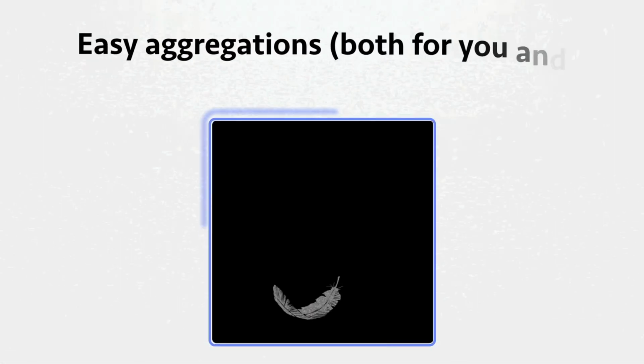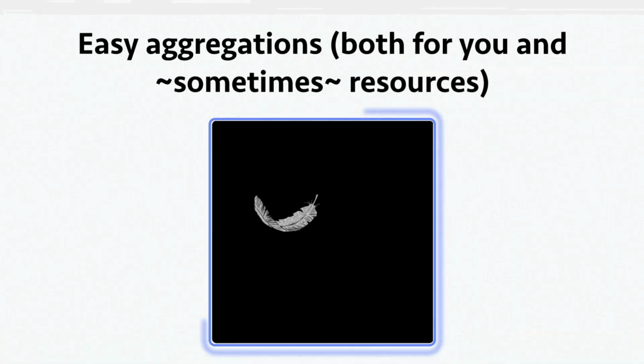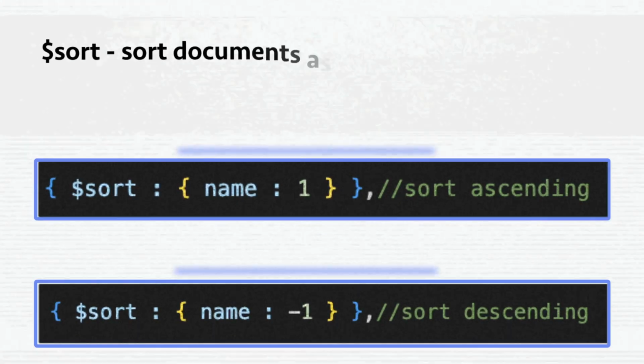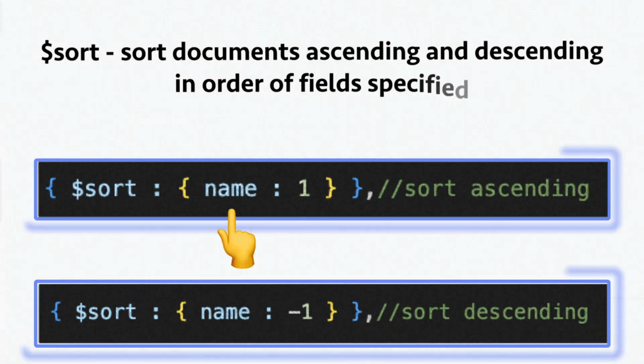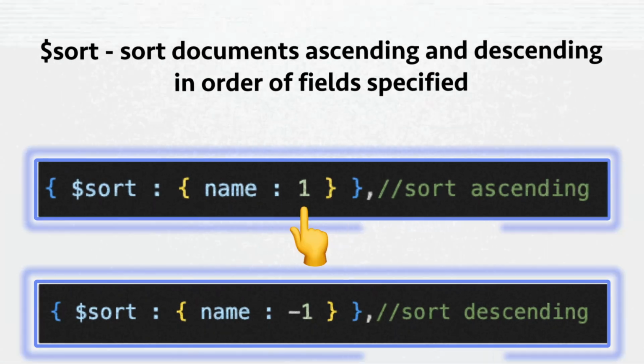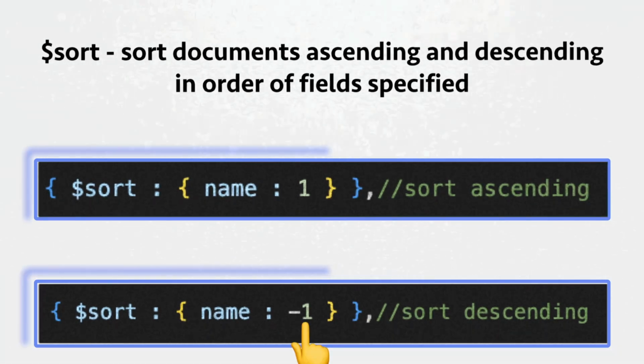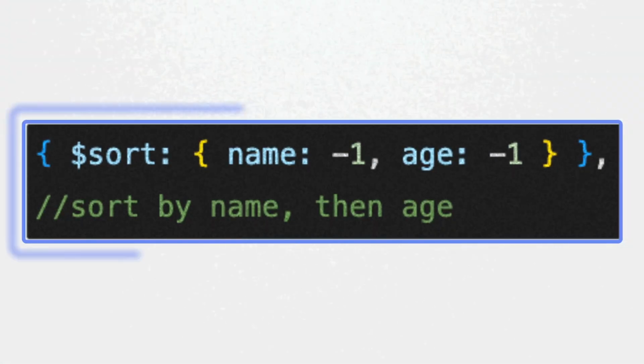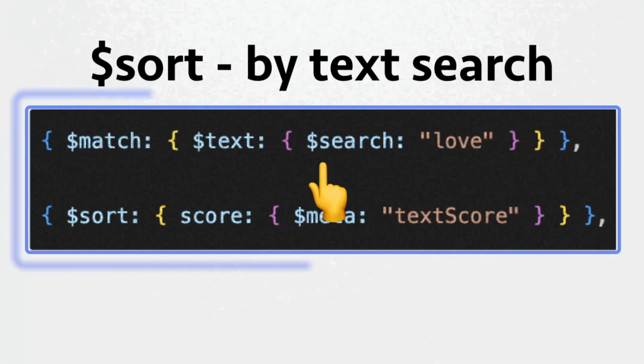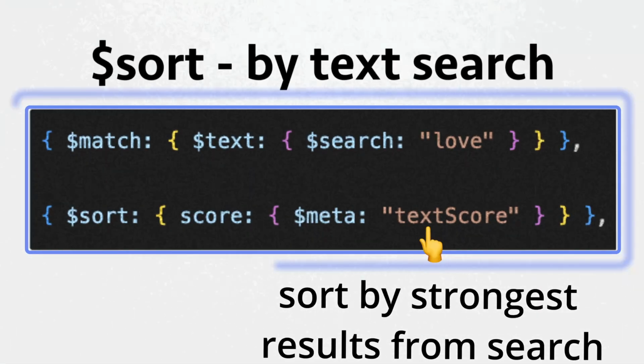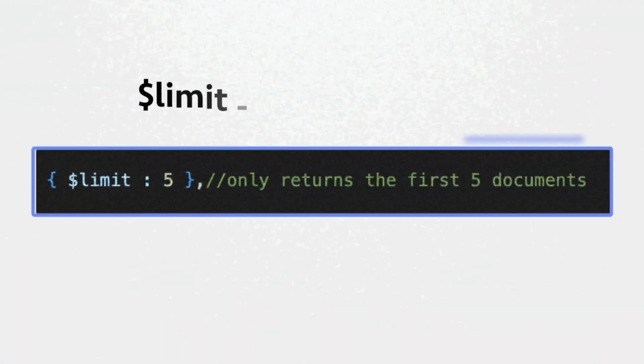Okay, so now that you've learned the essential aggregations, we can move to the simple ones. One of them is sort. This is just like the sort function of basic queries. You specify the property you want to sort by, 1 for ascending, -1 for descending, and you can specify as many props, the first ones being the most important. Also, when you use the search aggregation inside match, you can sort by best matches with the meta text score syntax. Another one is limit.